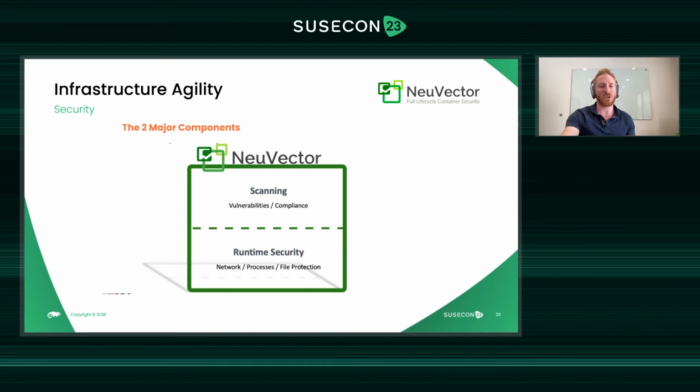And then from a runtime security perspective, it's going to look at the network, process, and files running in the system by looking at what's the payload coming in, kind of like a WAF. It's going to look at what file systems are getting accessed, what ports are going to get opened.